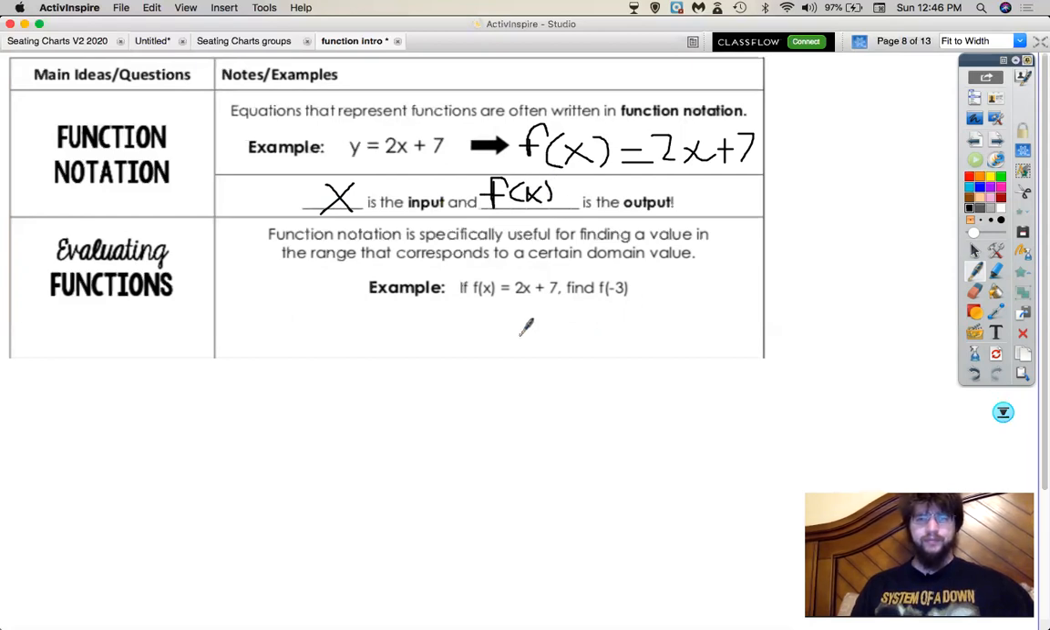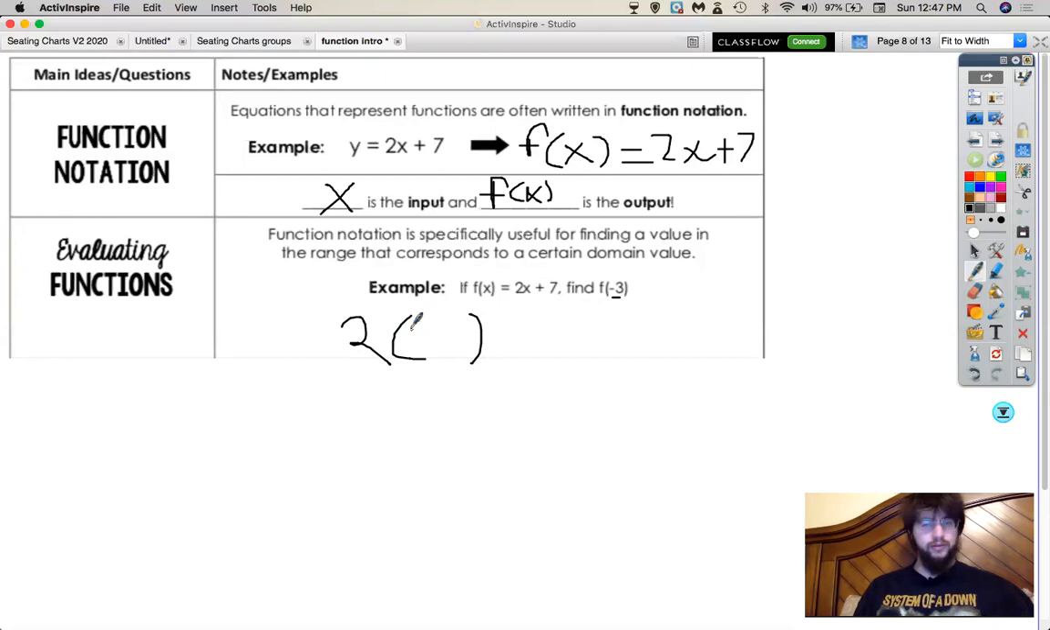Here's an example. F of x is 2x plus 7. It wants us to find f of negative 3. So what's going on is replacing x with negative 3. So that's what we do. Anytime you need to evaluate something, anytime you need to replace a variable with anything, put parentheses. Just do it. Every single time. You have two variables, use two sets of parentheses. Anytime you need to replace something, put it in parentheses.